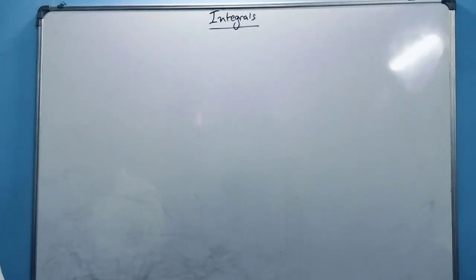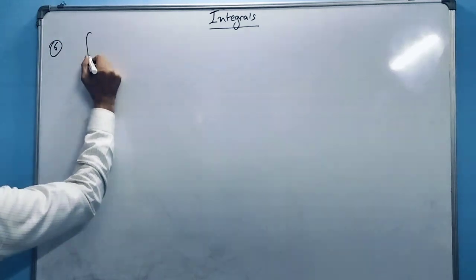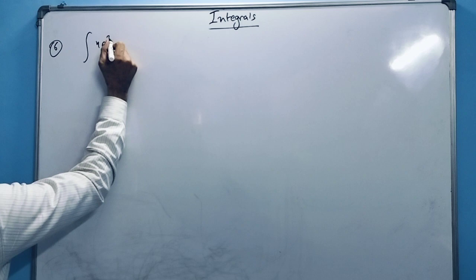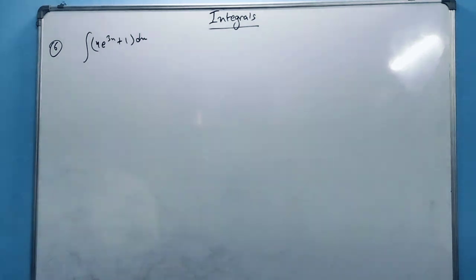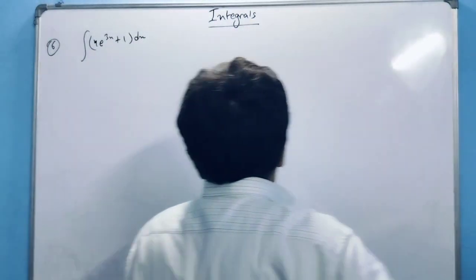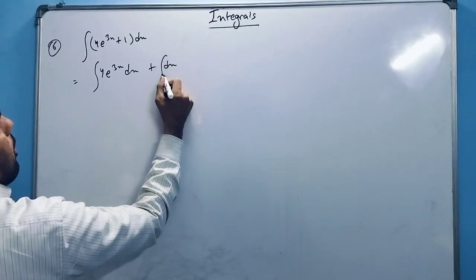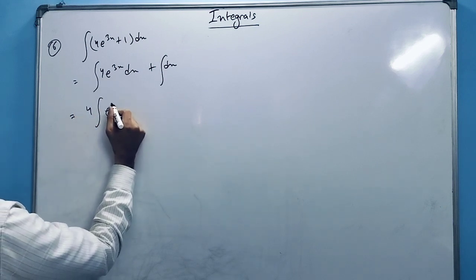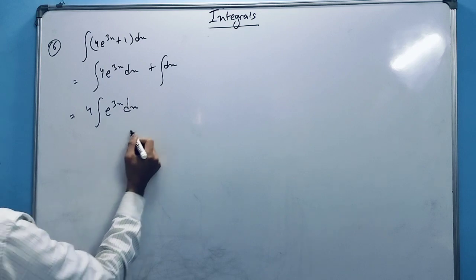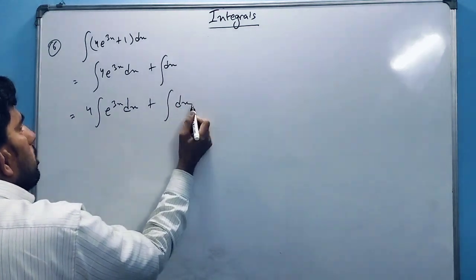If they have asked us to find the integrals, the question they have given is in a very simple form: find the integral of 4e^(3x) plus 1 dx. Okay, we have this. So how will we try to solve this numerical? First we use the property and divide like this. Next step, now 4 is a constant, so we can take it common here, plus we have x.